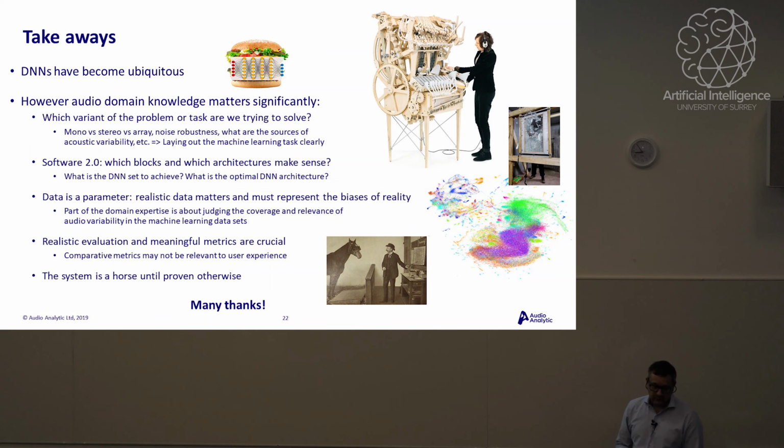Realistic evaluations and meaningful metrics are crucial. Comparative metrics may not be relevant to user experience, so depending on what you want to achieve, if you want to make a useful application or industrial application, you have to get to the user, and it's not just about classification accuracy. It might be about other factors which impact user experience. Sometimes you might get away with a system which is suboptimal as long as users are happy about it. Sometimes you think you had a good system, and then when you put it in the field, you discover that people are not happy because 60% is not good enough, and so on.